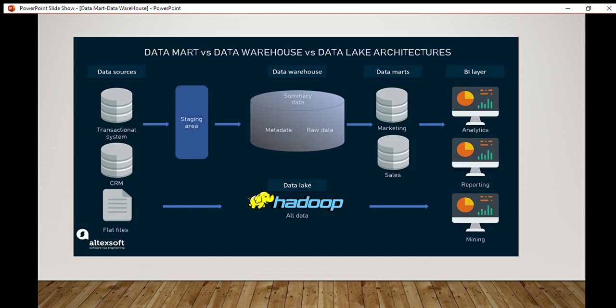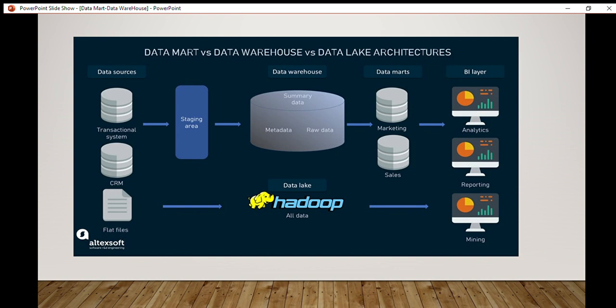So, if you see the data warehouse, it has the detailed operational data, which includes summary data, metadata, and raw data, a combination of all these three types of data. The data is loaded from the data warehouse to the data marts, which means data marts are dependent on the data warehouse.